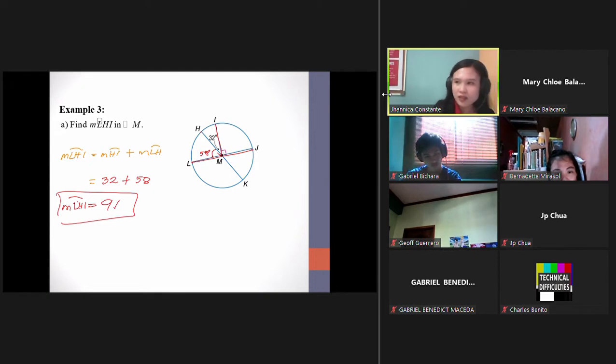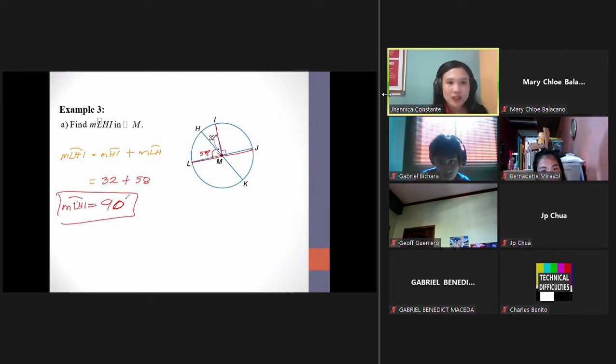90 degrees, sorry, 90 pala. So the measurement of the arc LHI is equal to 90 degrees. That's how we use the postulate of adjacent arcs of our circle. We get the sum of the two arcs that are sharing the adjacent radius.